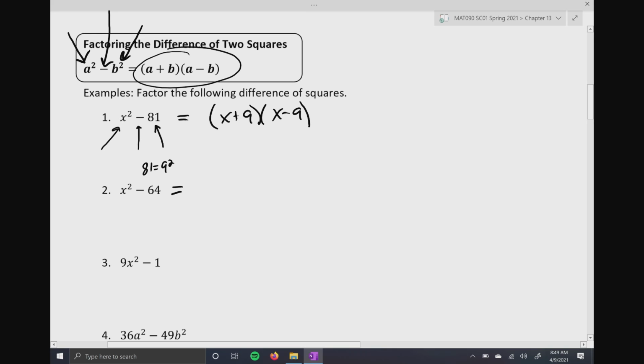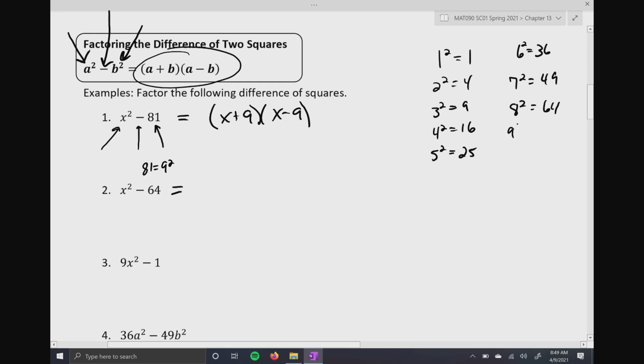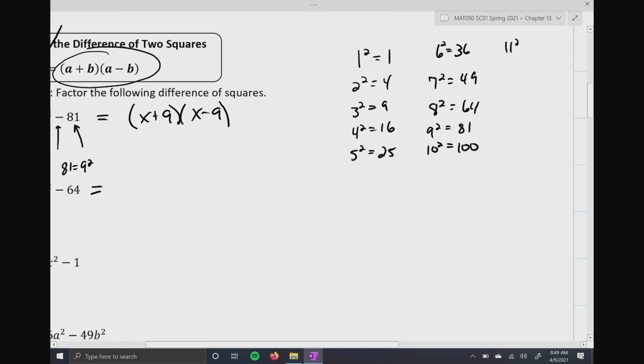Well, let's go through the list. 1 squared equals 1. 2 squared equals 4. 3 squared equals 9. 4 squared equals 16. 5 squared equals 25. 6 squared equals 36. 7 squared equals 49. 8 squared equals 64, which is what I want. 9 squared equals 81. 10 squared equals 100. And I'll give you a couple more. 11 squared equals 121. 12 squared equals 144. 13 squared equals 169. And I think that's good enough.